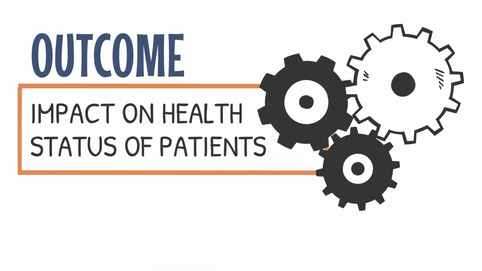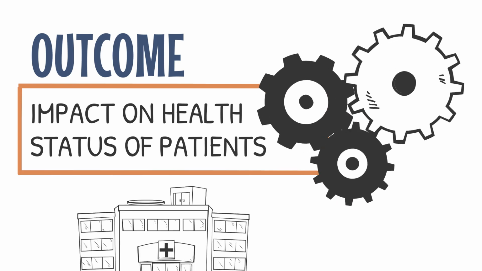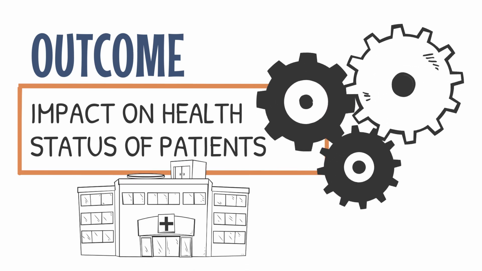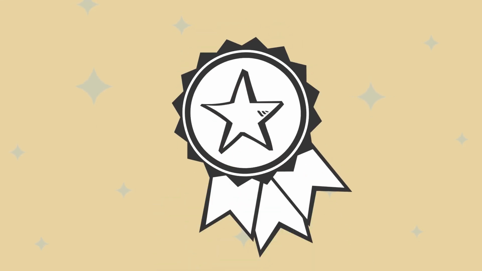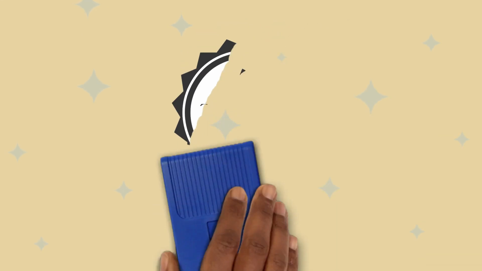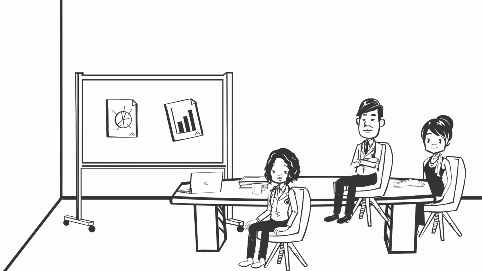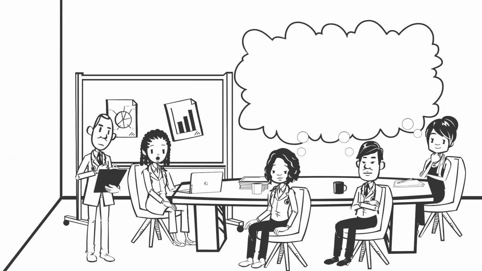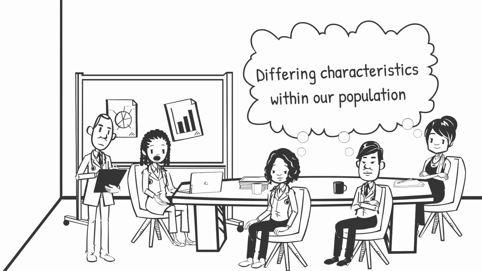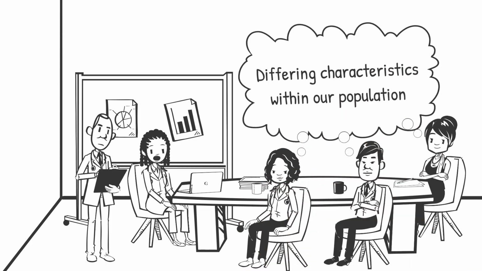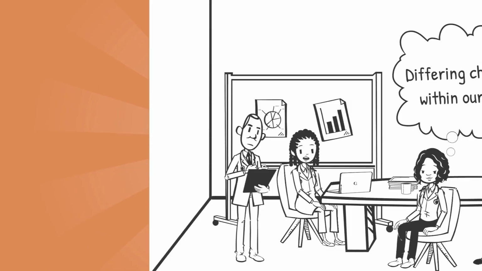Outcome measures reflect the impact of the healthcare service or intervention on the health status of patients. One example is the rate of infections or preventable readmissions to the hospital. Outcome measures may seem to represent the gold standard in measuring quality, but an outcome is the result of numerous factors, many beyond a healthcare provider's control. For public reporting and comparison purposes, mathematical models are used to consider and correct for differing characteristics within a population, such as environment and social determinants of health.